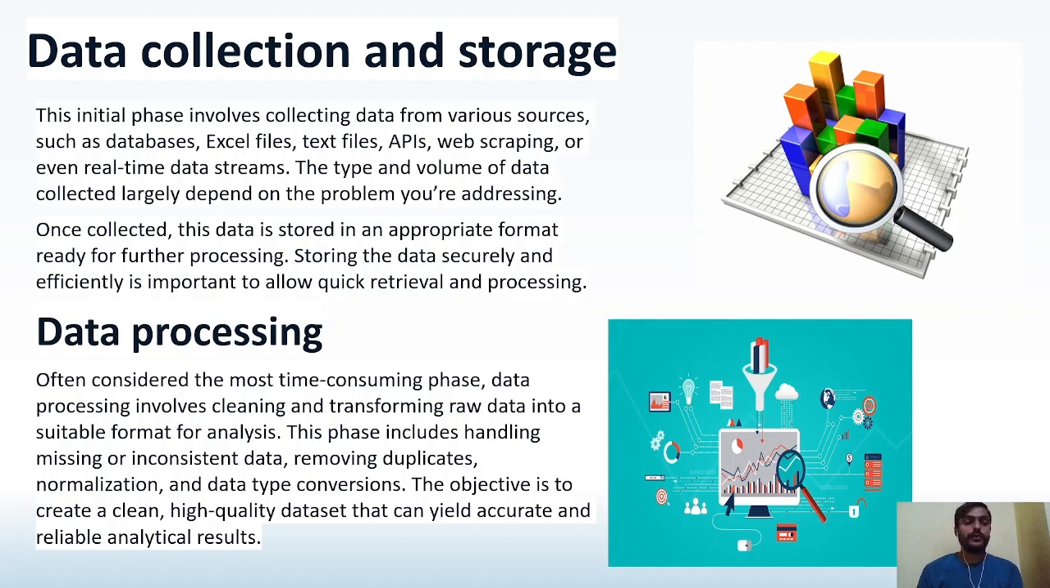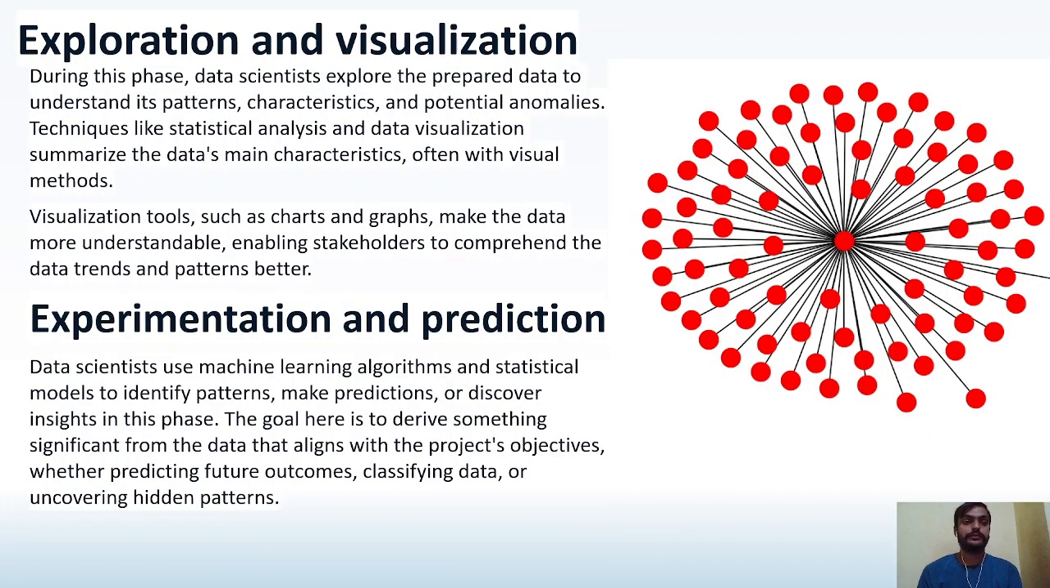Data processing, often considered the most time consuming phase, involves cleaning and transforming raw data into a suitable format for analysis. In this phase, we will clear all the outlier data or unwanted data or other noise data to make the collected raw data useful for our analysis. The objective is to clean and to create a high quality dataset that can yield accurate, reliable analytical results.